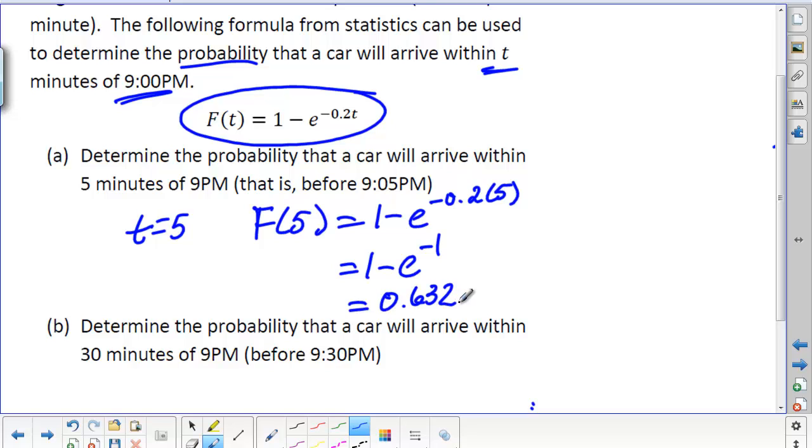Now again, that's a probability. A probability is essentially a percentage, so we could say 63.2%. So we're saying that the odds are a 63.2% chance that a car arrives in the first 5 minutes. Okay. All right, seems pretty reasonable. If there's 12 cars per hour, there's a pretty decent chance a car is going to arrive in the first 5 minutes.